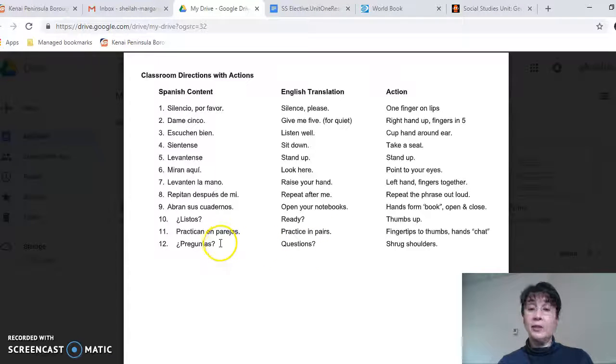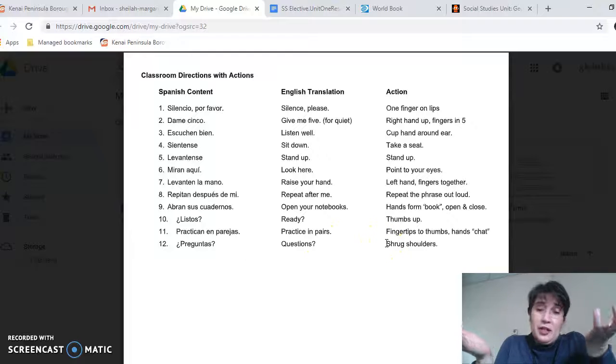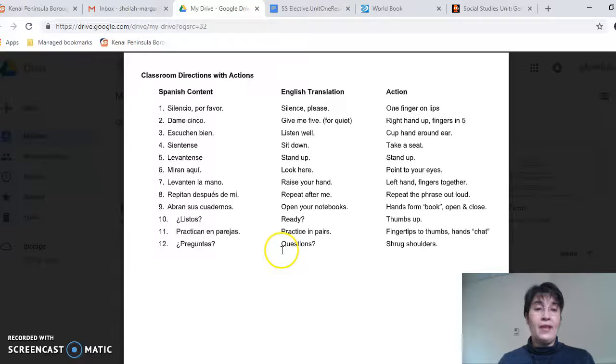Number 12 is preguntas, a question again, and simply being asked, do you have questions? Preguntas, that's the word for preguntar, is to question. And so we're asking, do you have questions? And here, when you have questions, you're kind of confused. Sometimes you kind of shrug like this. So that's our action, as we shrug our shoulders because we have questions because we're kind of confused. Okay? So those are your 12.